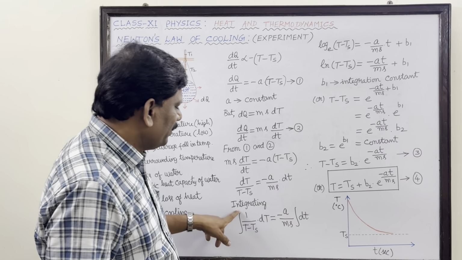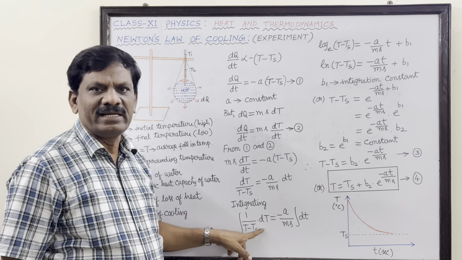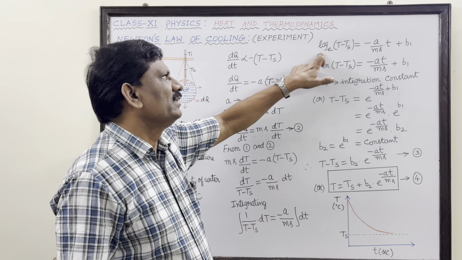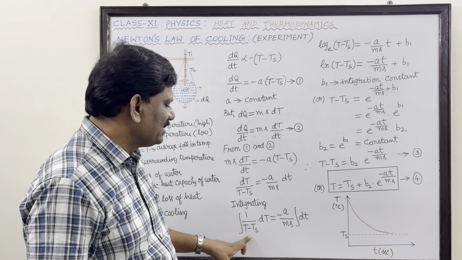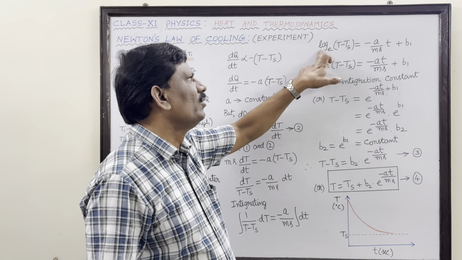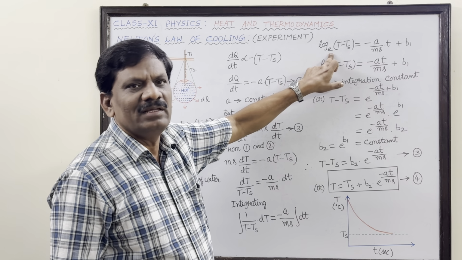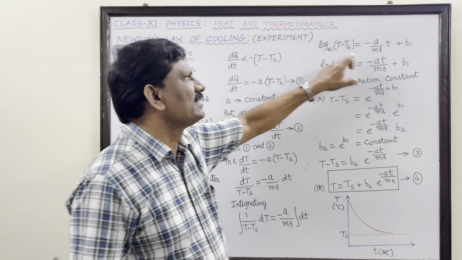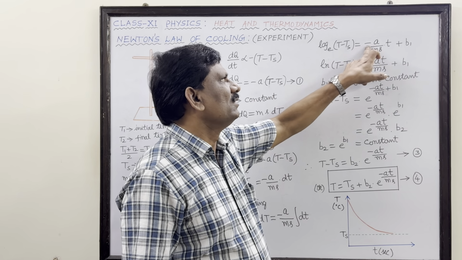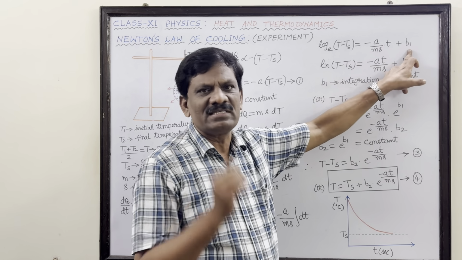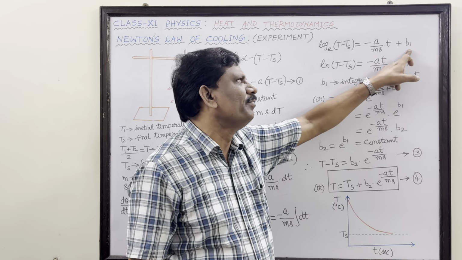Now the integral of 1 by x dx is equal to log of x to the base e. That is a natural log. Therefore 1 by T minus Ts, if we integrate, will give you log of T minus Ts to the base e, base e exponential constant. So this is called the natural log. So minus A by ms into t plus an integration constant, b1.